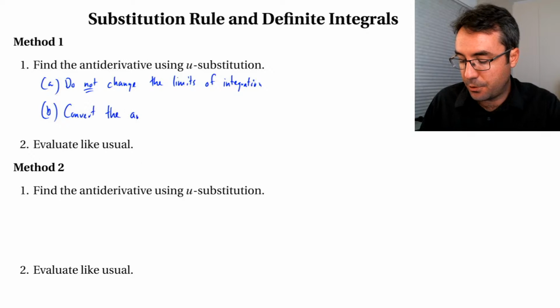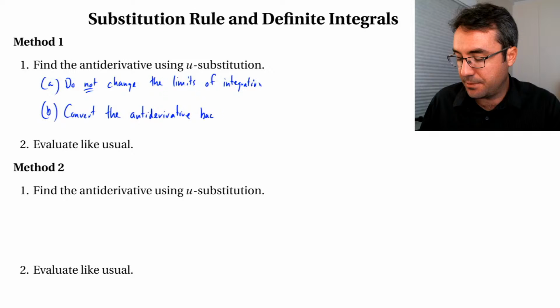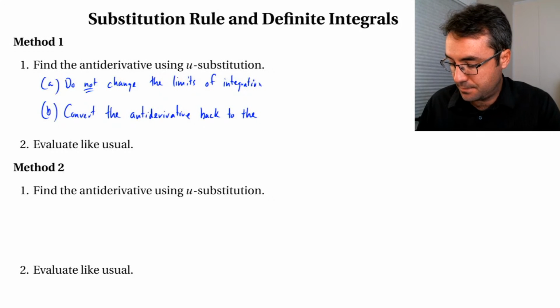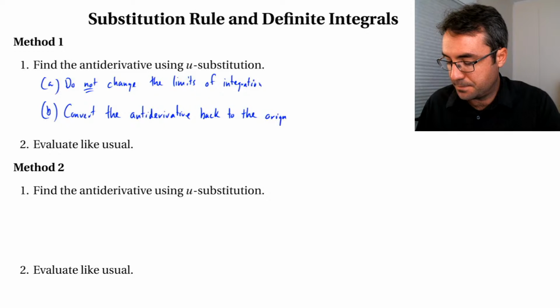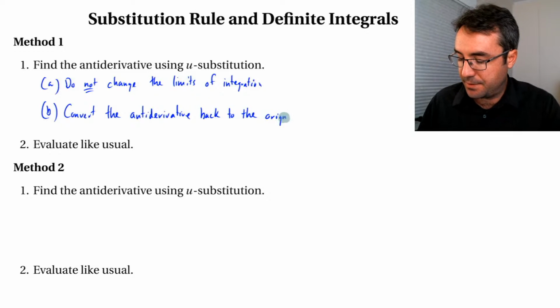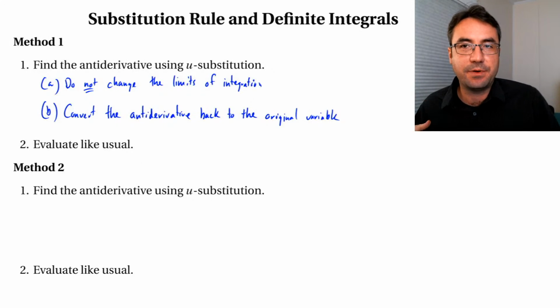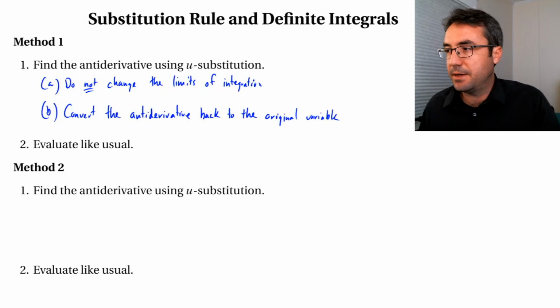and then you're going to convert the antiderivative back to x, just like we're normally doing with our substitution rule, our u-substitution. Convert the antiderivative back to the original variable. And once you get back to that original variable, then you evaluate like normal. So this is our first method, is basically do everything that we were doing, and then once you have your antiderivative at the very end, then you evaluate for your definite integral. So let's try this out in an example.